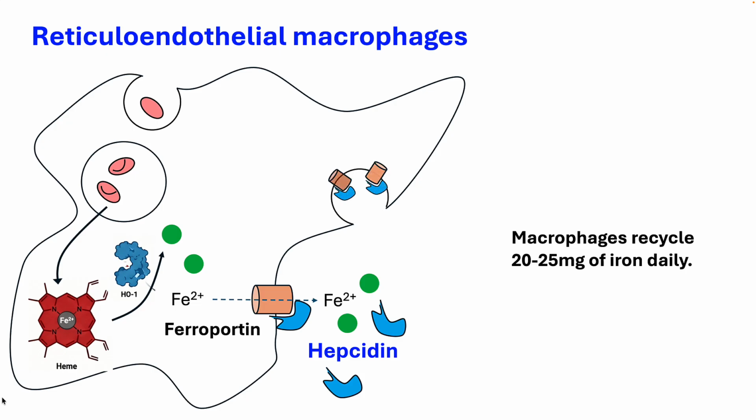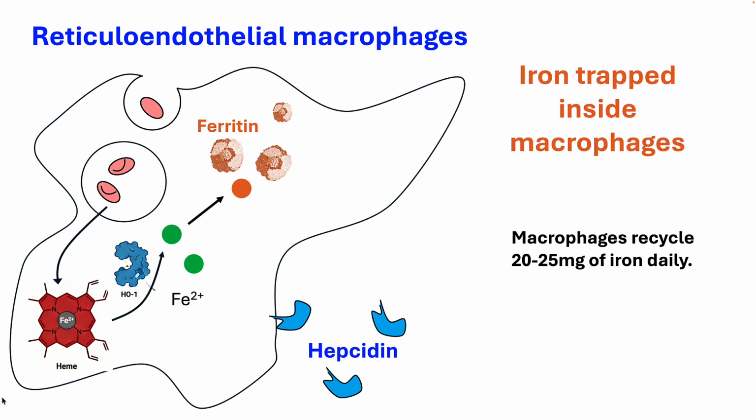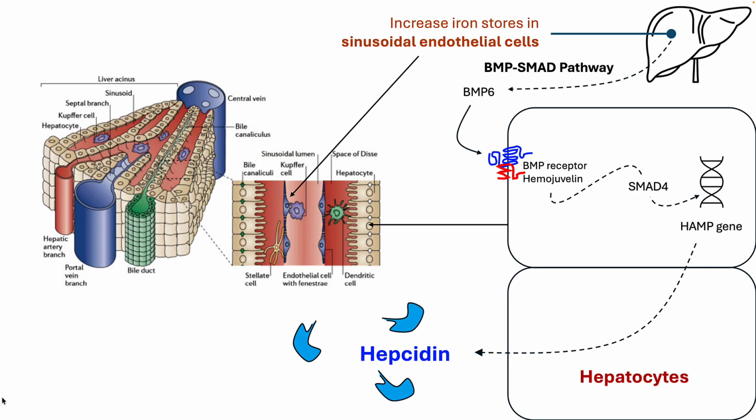Thus, similar to enterocytes, the iron is trapped inside the macrophages as well. So, hepcidin completely cuts off the supply line from both the gut and the recycling centers simultaneously, reducing the serum iron levels. This increased production of hepcidin is regulated via the BMP-SMAD pathway.